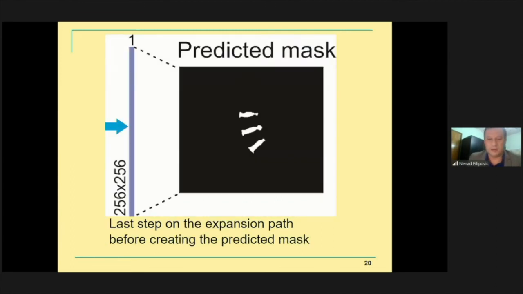How it looks in the final predicted mask is presented here. It's the last step of the expansion path before creating the predicted mask. The current image size has changed from 16 by 16 by 256 through the continuation process of the expansion path, which we call the decoder. In the decoder, the size of the image gradually increases and the depth gradually decreases. So in each step, we have an expansion path and 2 consecutive convolution layers implemented inside the algorithm.